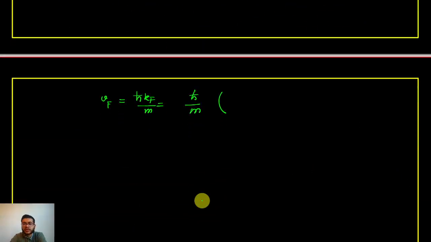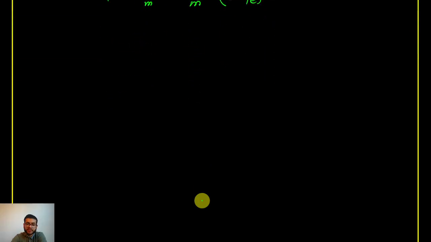Now again we take the Fermi velocity to be h kf by m, which can be given as (3 pi square rho e) to the power 1 by 3 times h by m. So that can be given as the Fermi velocity. Now we want to see what is the total ground state energy.